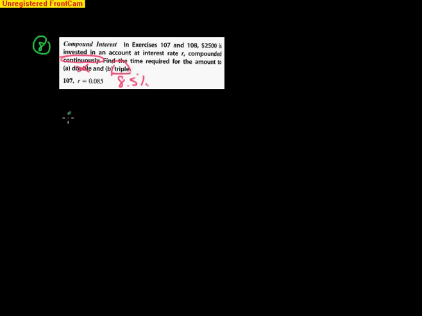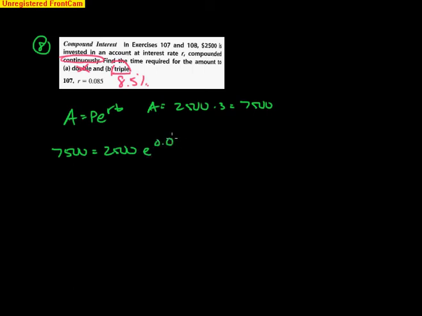Okay. So we need to know what equation. It says continuously. That is A equals P e to the rt. Your A, well, if you want your money to triple, if you take 2,500 and times it by 3, you'll get your A. This is your A, 7,500. The initial investment is your principal. E is e, r is your rate as a decimal, and t is what we're looking for. So we need to get this alone.